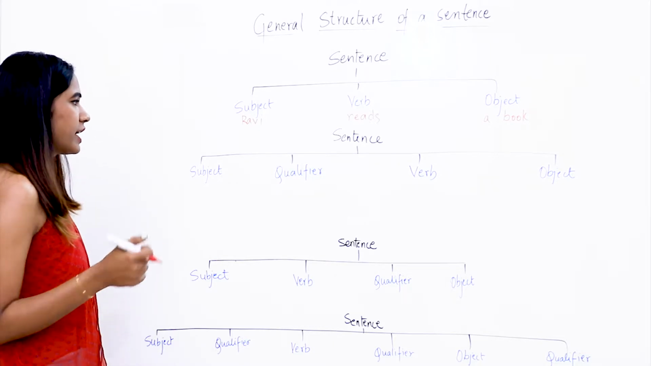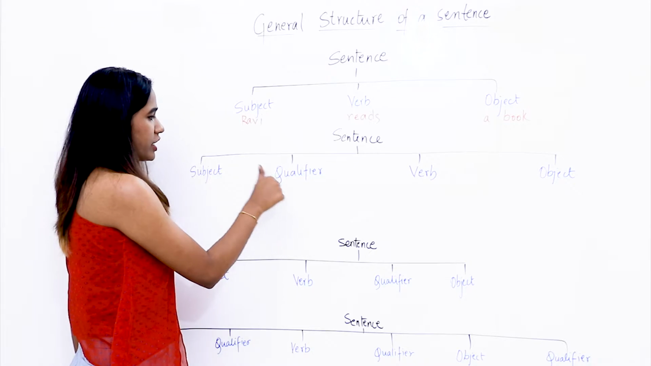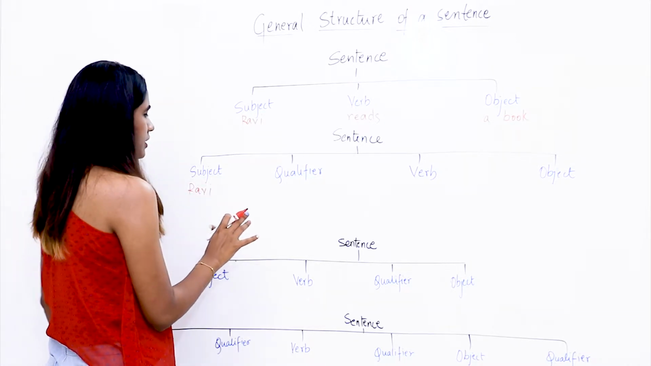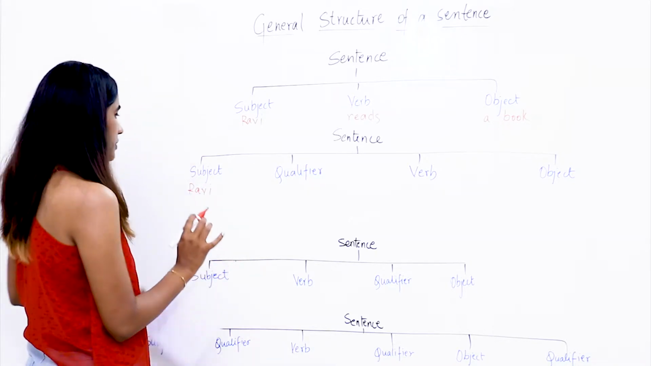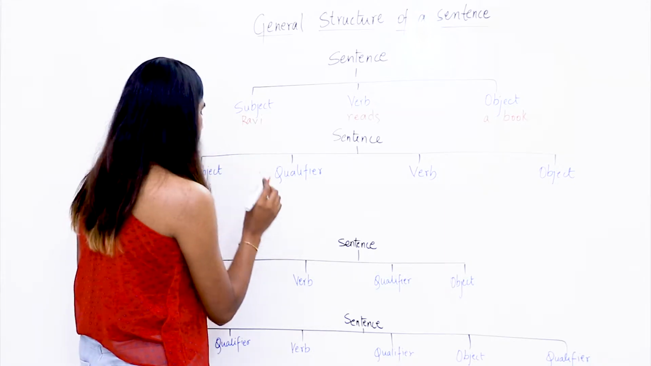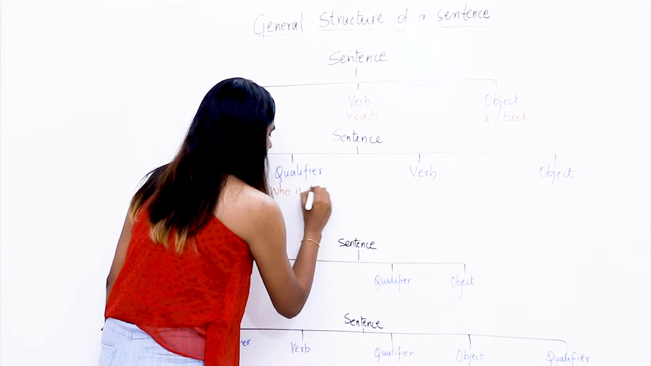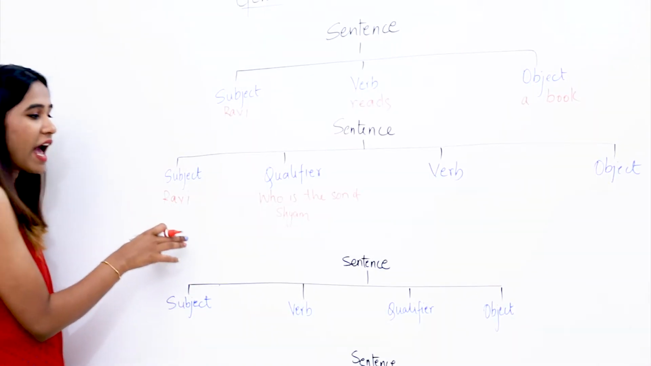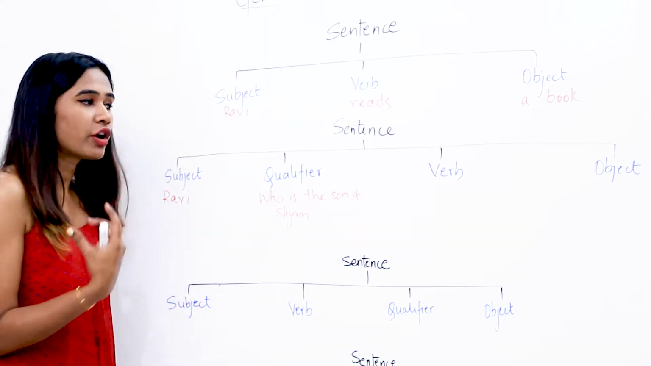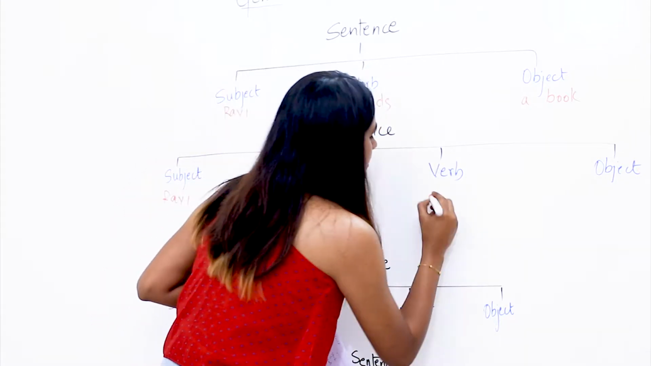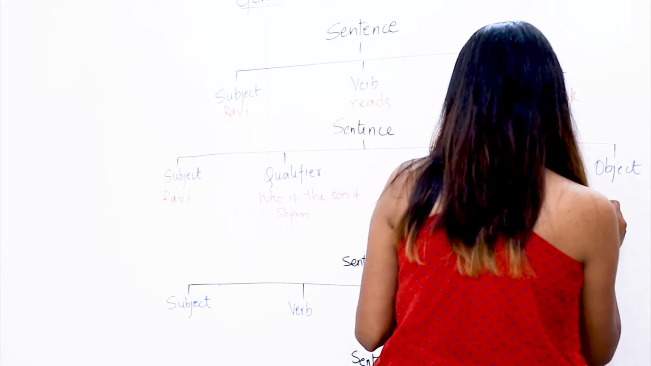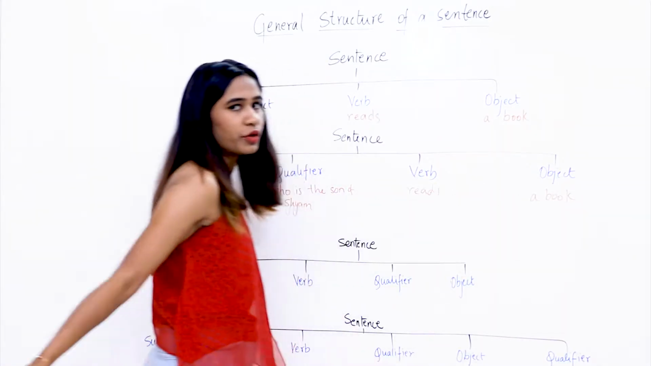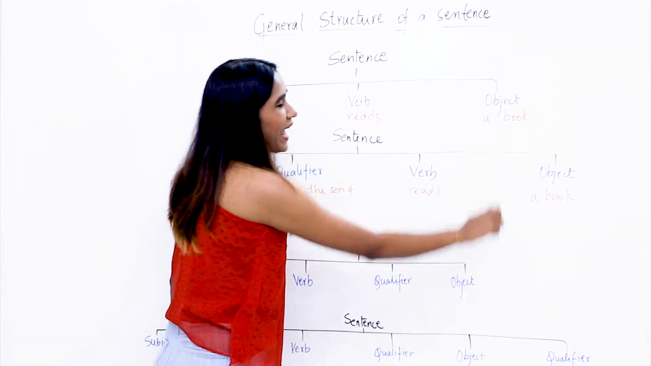Similarly, we'll expand this sentence so that we get a subject, subject qualifier, verb and object. Again, the subject is Ravi. The qualifier of the subject becomes "who is the son of Shyam." So here Ravi is the subject and "who is the son of Shyam" is the qualifier of the subject. Again, the verb is reads and the object is a book. Let's read the sentence again: Ravi, who is the son of Shyam, reads a book. So here we get subject, qualifier of subject, verb and object.